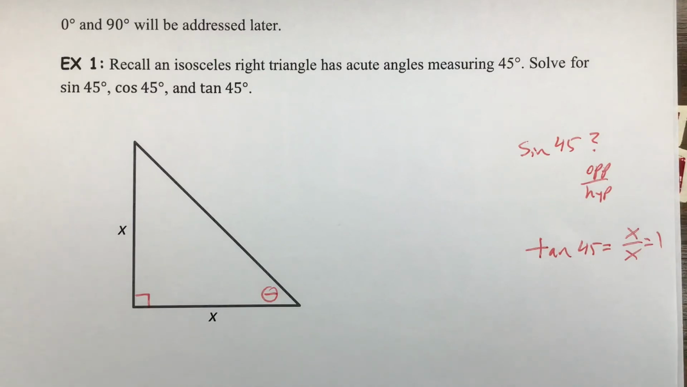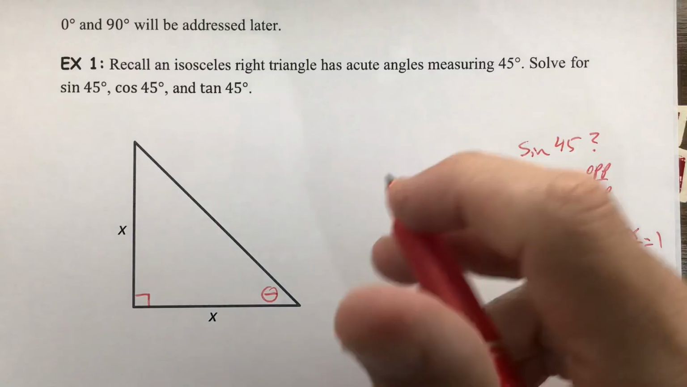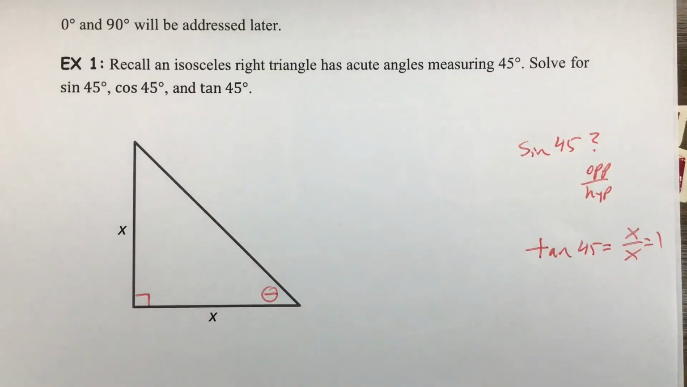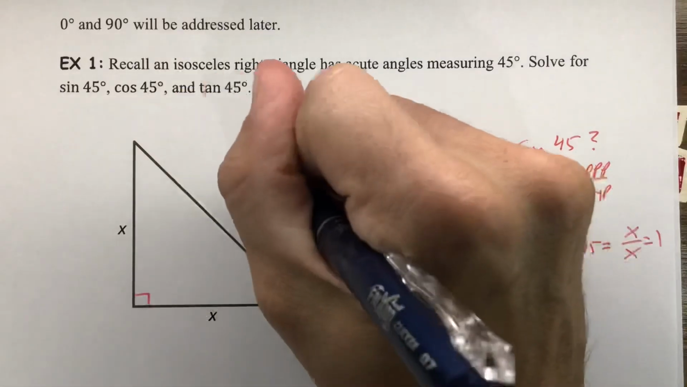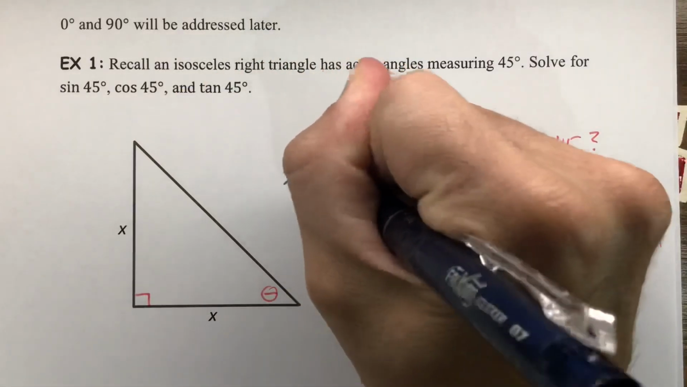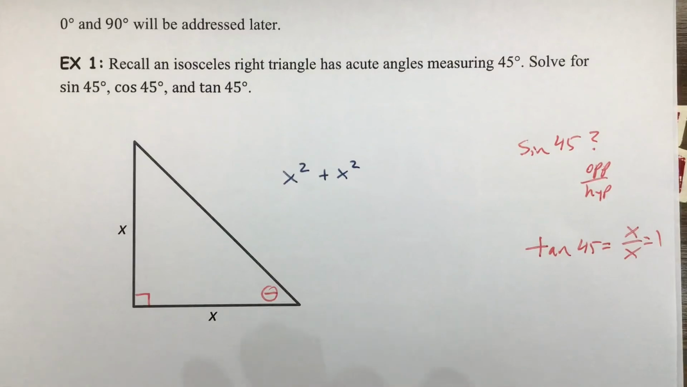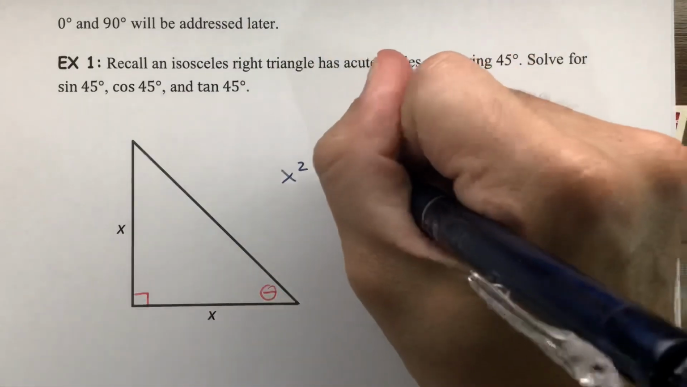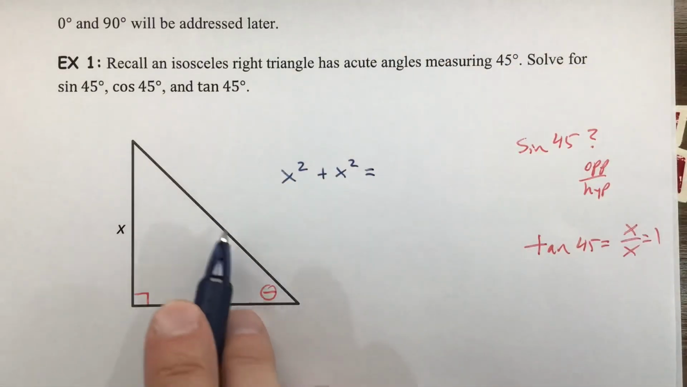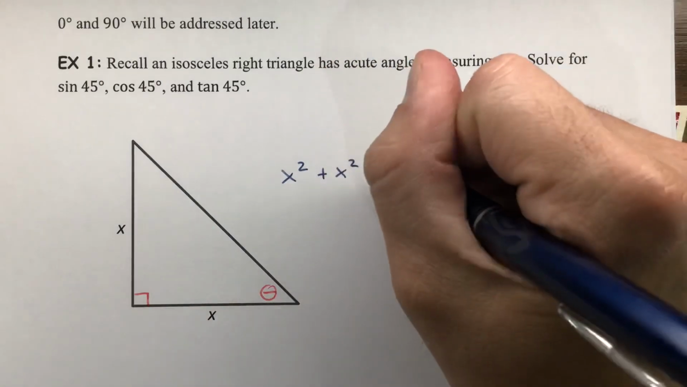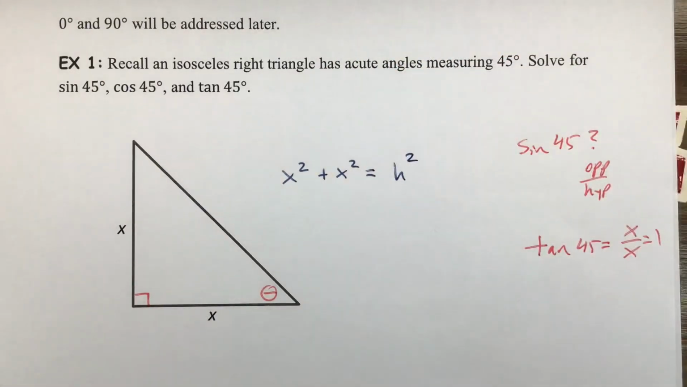So what I'm going to do is a little bit of Pythagorean theorem here. Let's do a different color so it doesn't get all mixed up. With Pythagorean theorem, I'm going to take the leg lengths, square them, and add them together. Set that equal to the hypotenuse squared. I don't have a letter for the hypotenuse, so let's just call it h. Okay, so x squared plus x squared is going to be equal to h squared.